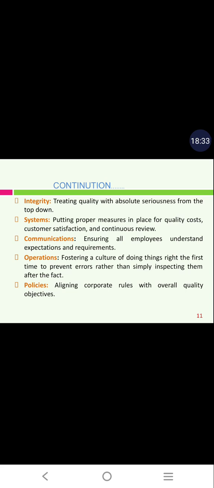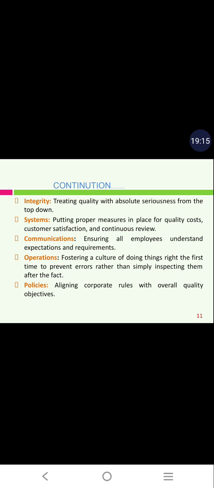Sorry, the fourth one is operations. What do you mean by operations? Fostering a culture of doing things right the first time to prevent errors rather than simply inspecting them after the fact. So the fourth Crosby vaccine part is operations. What he means to say is, whatever you are doing, do it right the first time, and there should not be any errors. That is called zero defect. Whatever you are doing has to be done right the first time, rather than doing it and inspecting afterwards.